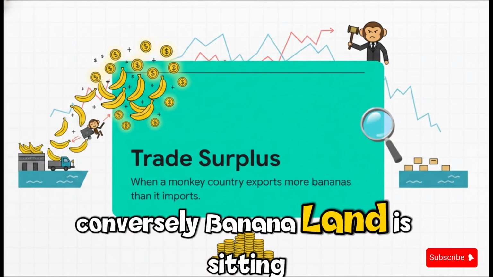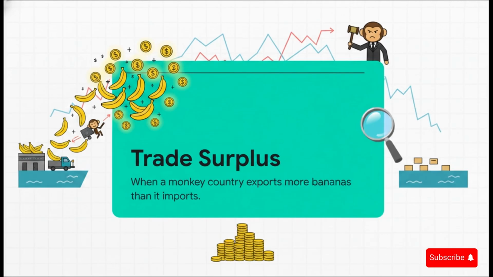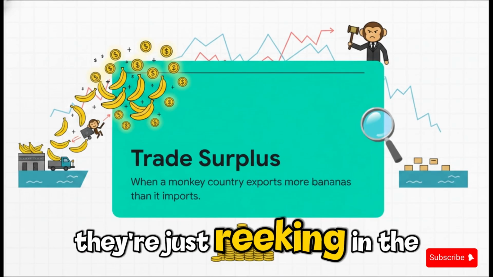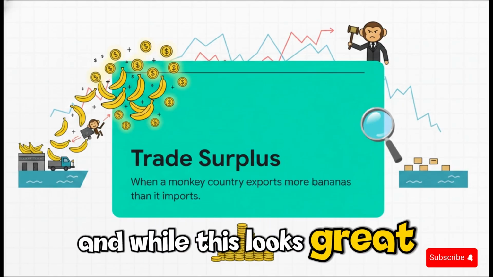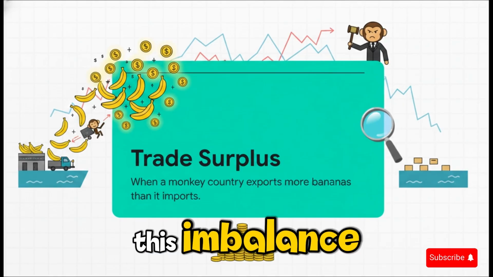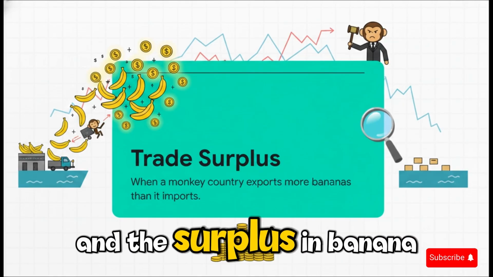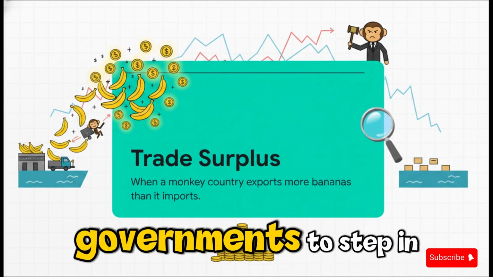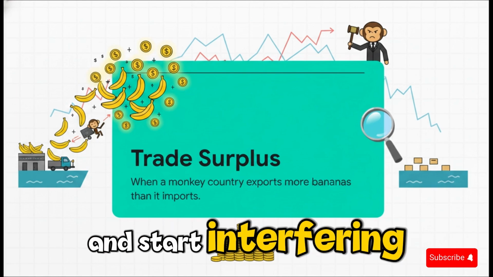Conversely, Bananaland is sitting pretty with a trade surplus. They are exporting far more bananas than they are importing from the outside world. They're just raking in the cash. And while this looks great for Bananaland, this imbalance, the deficit in Monkeyland and the surplus in Bananaland, is exactly the kind of situation that sets the stage for governments to step in and start interfering.